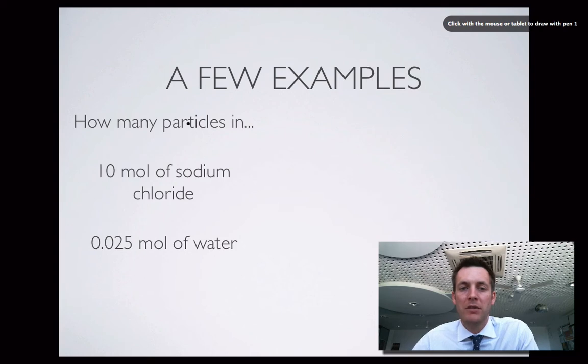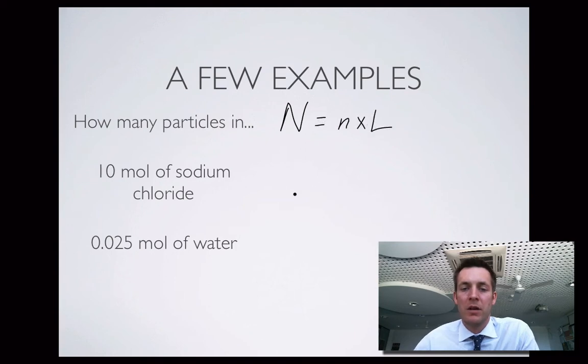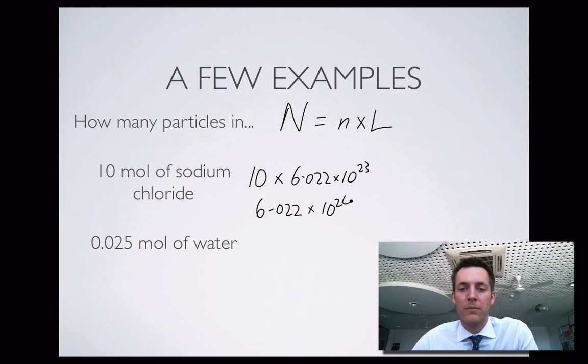Okay, how many particles? We're asked to find big N. As we saw, this is the number of moles times Avogadro's number. Here I've got 10 moles, so the number of particles will be quite simply 10 times 6.022 times 10 to the 23, which, if your standard form is good from maths, is 6.022 times 10 to the 24. But you can always plug that into your calculator, you don't have to do it in your head.